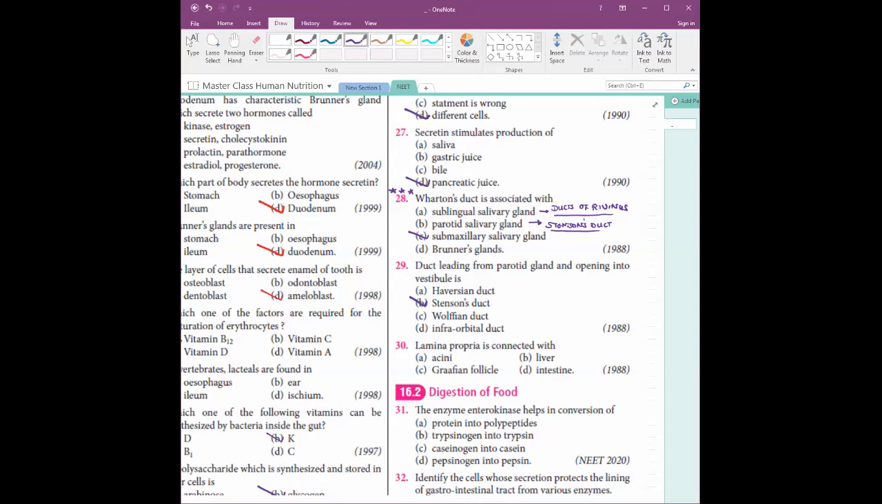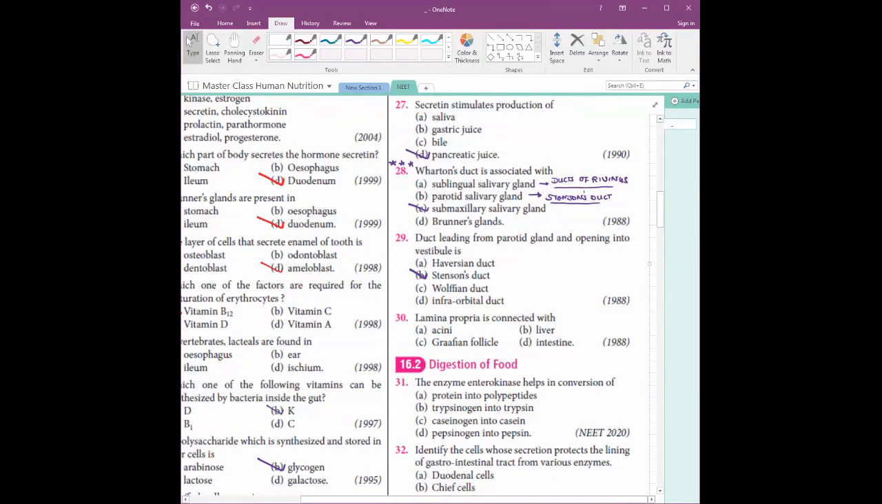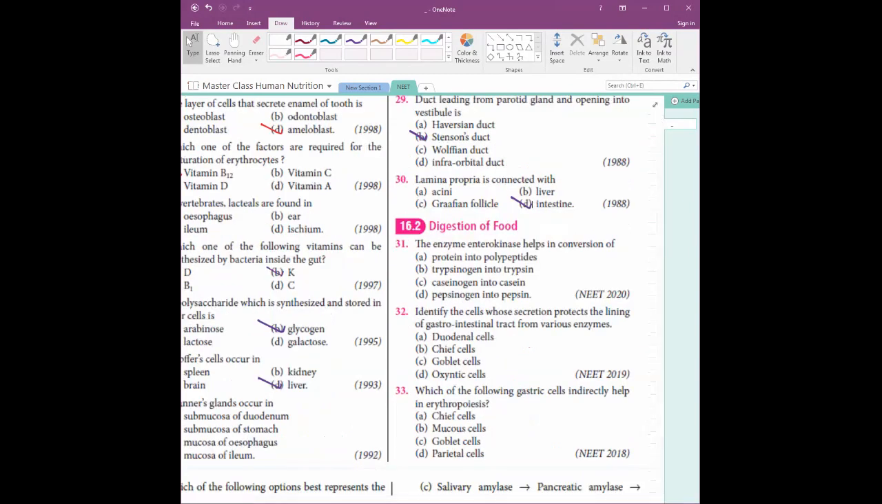Okay, chalo. Next one, guys, we have Ruby. Ruby, lamina propria is connected with acini, liver, Graafian follicle, or intestine. Guys, what is that going to be? Lamina propria. Yes, very nice. Everybody is giving me the right answer. Yes, this is going to be your intestines. It is the middle layer, basically. When we talked about the TS of the intestines, we have seen it there. Chalo, now let's move on to the next part.